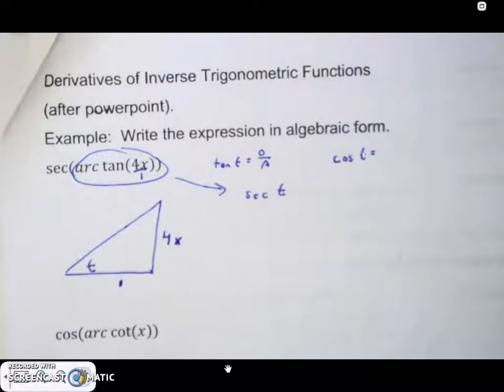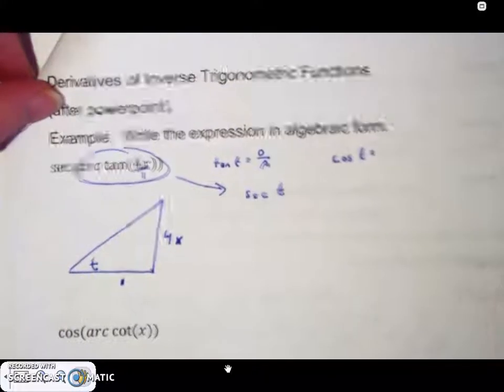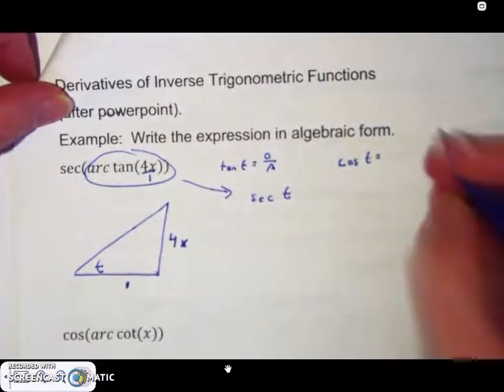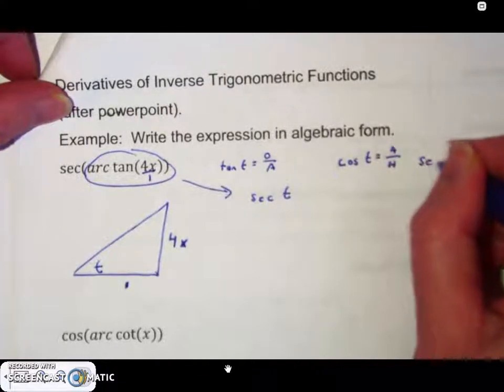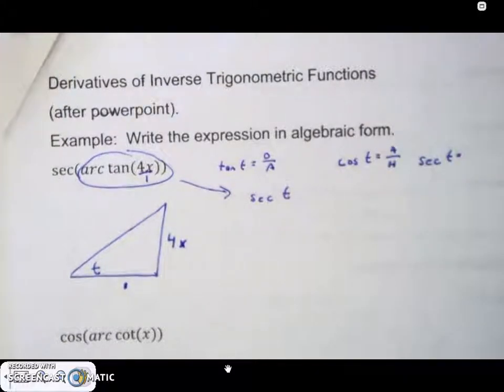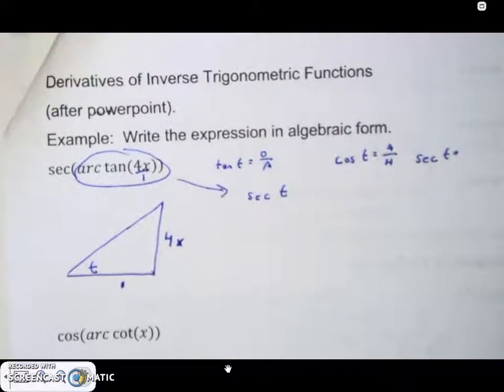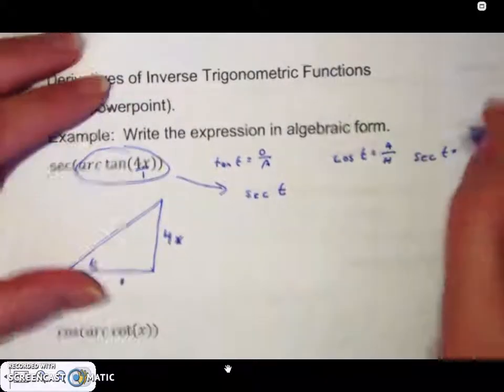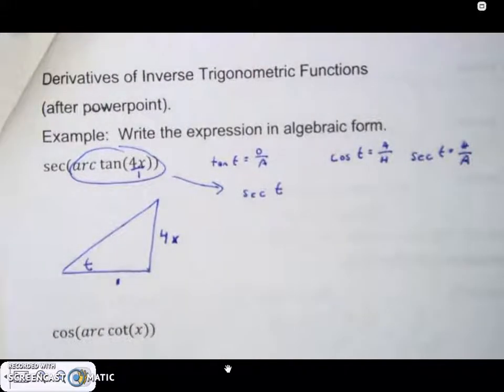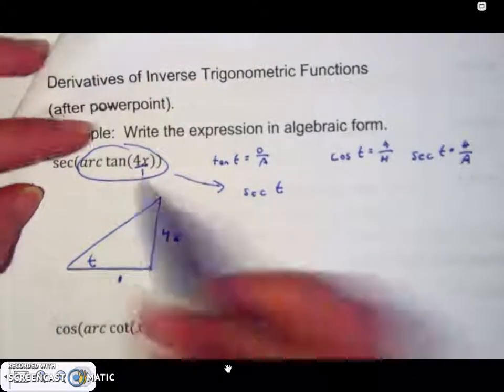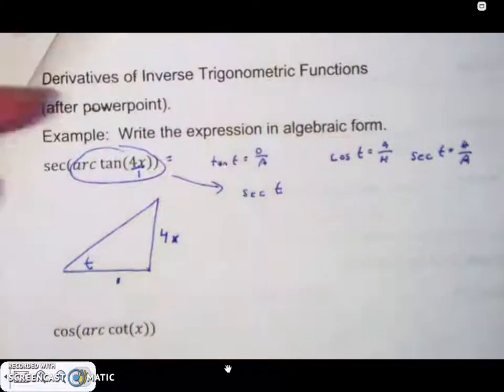So what's the ratio for cosine? Adjacent over hypotenuse. Okay, it's all right. I don't think life will end here. So what would the secant ratio be? Yeah, you just flip it. Were you going to say 1 over that, Michael? Yeah, which would also be true. So now the secant of this would just be hypotenuse over adjacent.